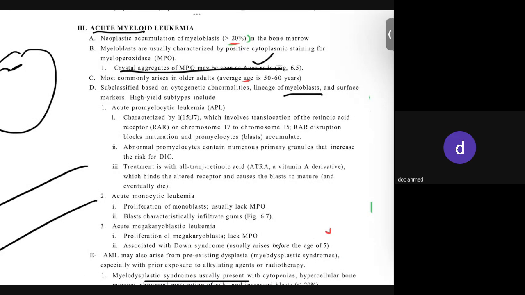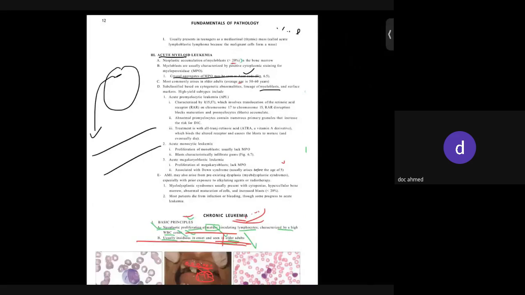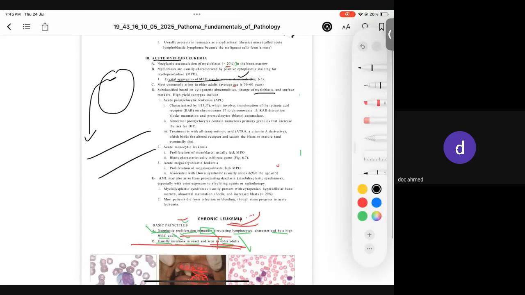Why do we see that? It's basically a translocation of 15 and 17. What do we mean by 15 and 17 translocation? That's really simple. Let me just write down here. So we have chromosome 17 and we have chromosome 15. It's basically going to be translocation of the retinoic acid receptor gene from chromosome 17 to chromosome 15. From chromosome 17, the genes for this receptor are going to be added here.